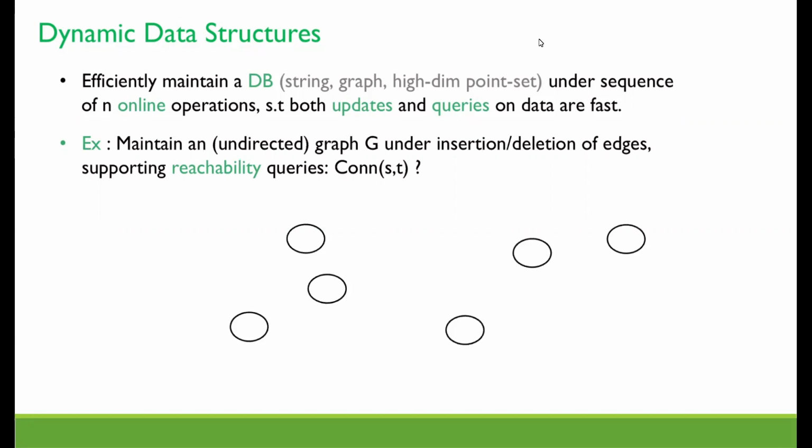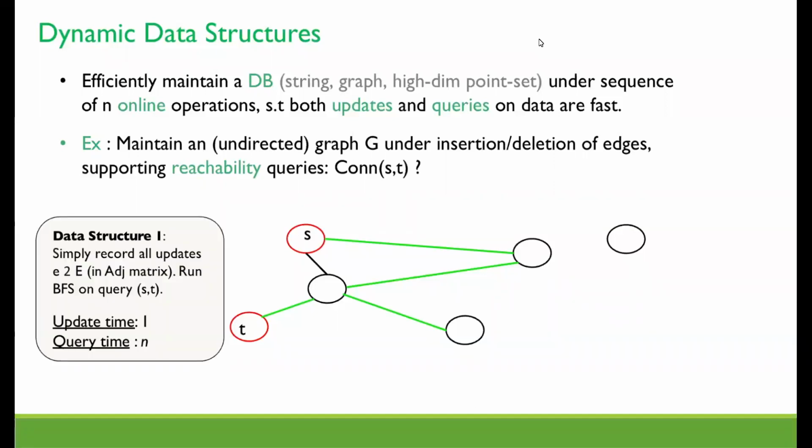So you're given a set of nodes, you're allowed to update the edges, and given S and T, you must be able to tell whether S and T are connected or not. Now, there are two possible data structures. One is to simply record all updates in an adjacency matrix, and for any given query, just run BFS. This would result in one update time and n query time.